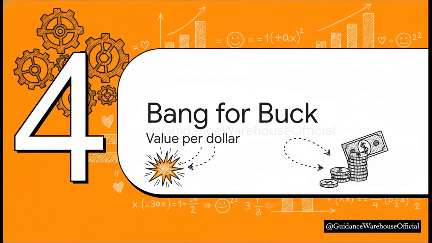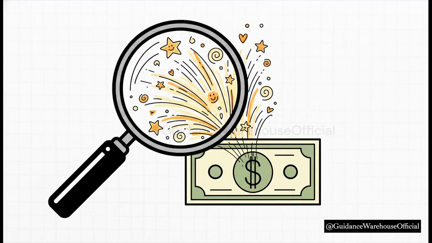Section 4, calculating bang for buck. To figure out the true value of an item, you can't just look at how much joy it brings. You have to factor in the cost, right? We do this by calculating the marginal utility per dollar. The formula is beautifully simple. It's just marginal utility divided by the price. This tells you exactly how much happiness you are buying with every single dollar you spend.